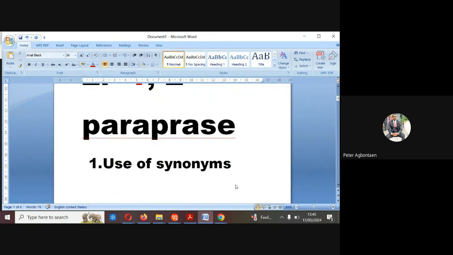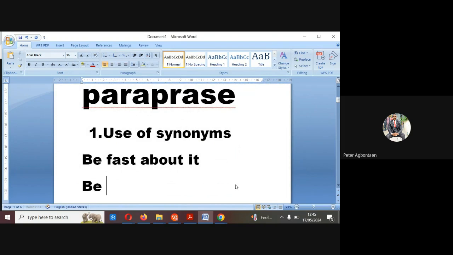Now, let me give you a very simple example. If I say something like, be fast about it, you can say, be quick about that. All right? Be quick about it. Now, in this context, I have used quick to replace fast because they are synonymous. They mean the same thing. So that's what I said a while ago. So you look at the words you have in the question and try to figure out how you can use your own words to replace the words that you have in the question. That will be the use of synonyms.